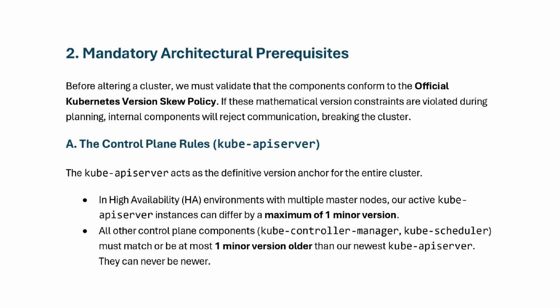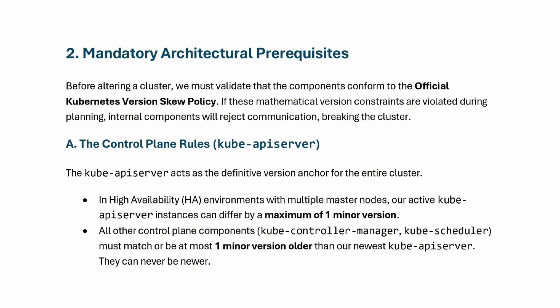Now, the mandatory architectural prerequisites of upgrading a Kubernetes cluster. Before altering a cluster, we must validate that the components conform to the official Kubernetes version skew policy. If these version constraints are violated during planning, internal components will reject communication, breaking the cluster.